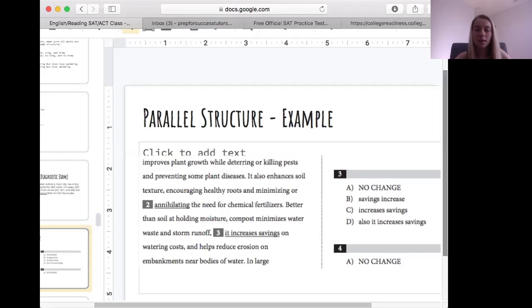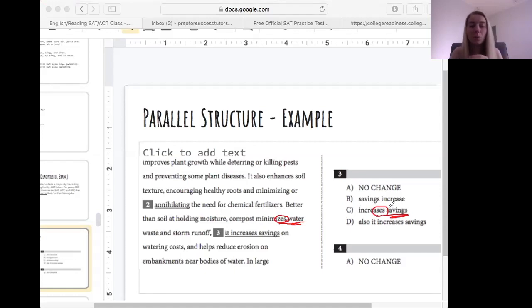All right, I'll go ahead and close the poll. And let's take a look. So here, majority of you guys chose C, which is awesome because C would be correct. So we have the structure here where we have our compost and it's minimizing water. So we have minimizes water and then increases savings. So notice here, both of these have the S at the end, and then both of them are saying what it's minimizing, and here is saying what it's increasing.